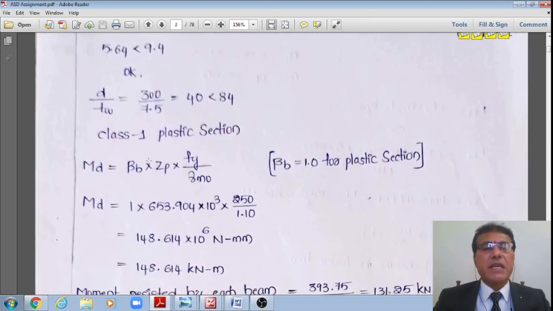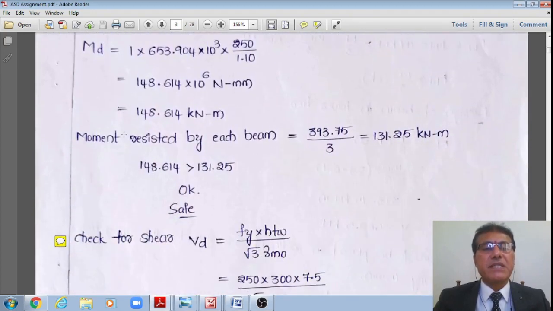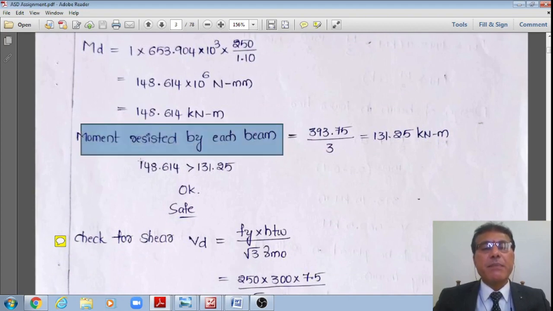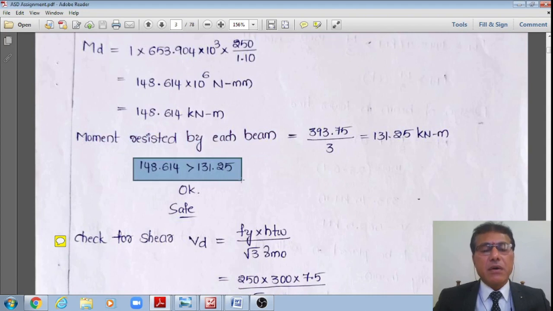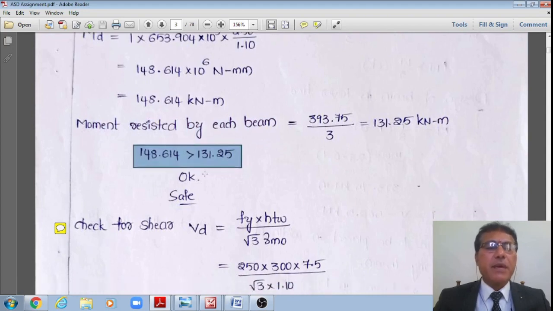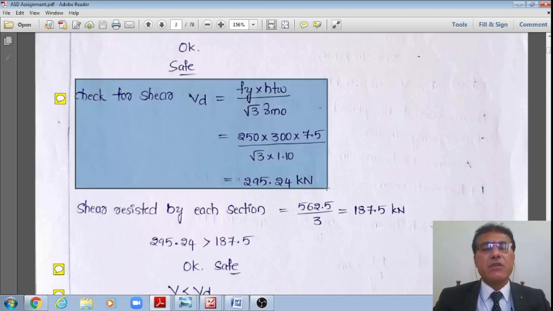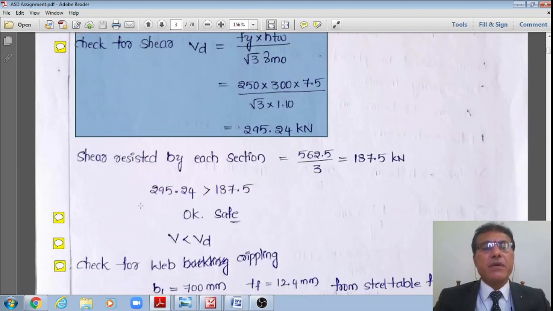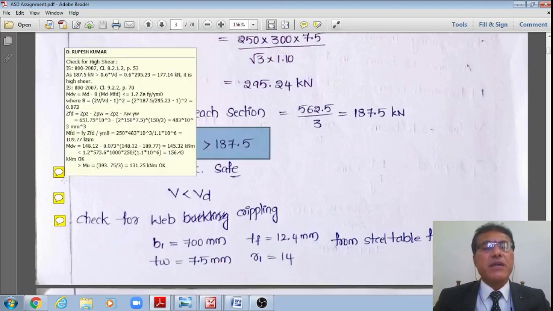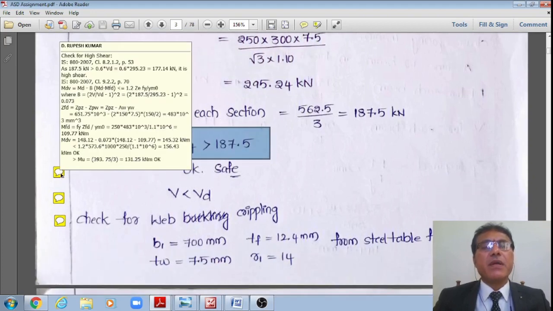From the section classification, we got the section as a plastic section, and the moment capacity of each beam is greater than the factored bending moment to which it is subjected. It also satisfied the check for shear. The shear resisted by each beam is greater than the factored shear force. We have also checked whether it is a case of high shear. Yes, it is concluded that it is a case of high shear.